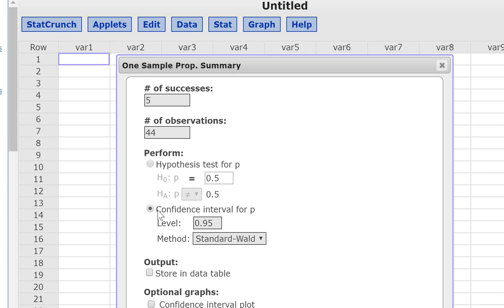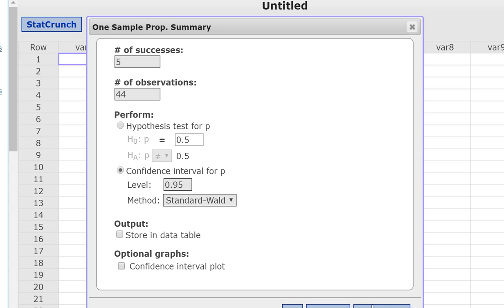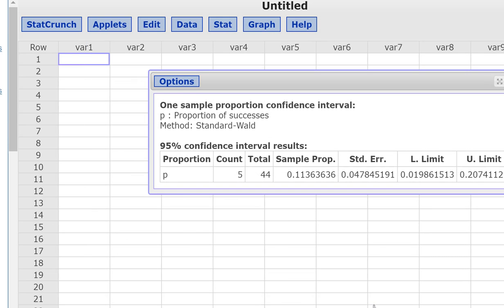We're doing a confidence interval. It does say 95. If it ever doesn't say, just default to 95. They usually do say in these problems. And then press compute. And there's my interval. So there's my sample proportion. I already had 0.114.